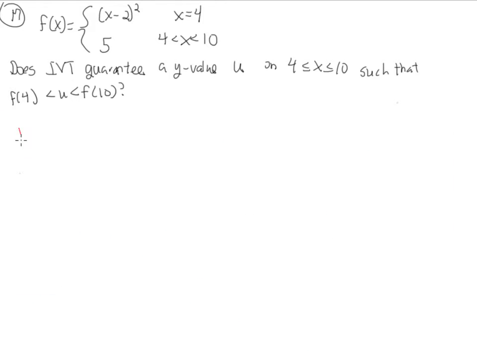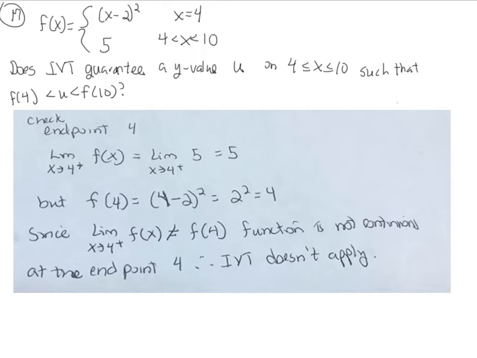On question number 17, we want to see if the intermediate value theorem applies to this situation. And well, we have to check the endpoints to see if it's continuous at the endpoints. As you can see from my work here, it is not continuous at the endpoint 4, because the limit as x approaches 4 from the right is equal to 5, and the function value at 4 is equal to 4. Since the limit from the right does not equal the function value, it's discontinuous at that endpoint 4, therefore I cannot use the intermediate value theorem on this problem.